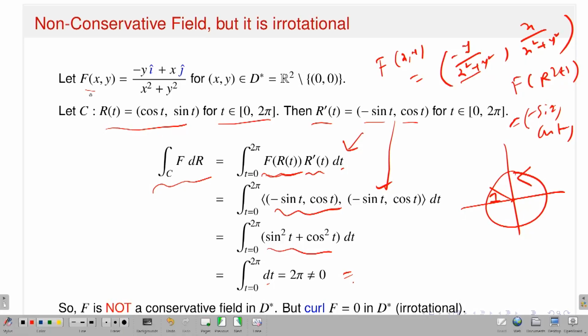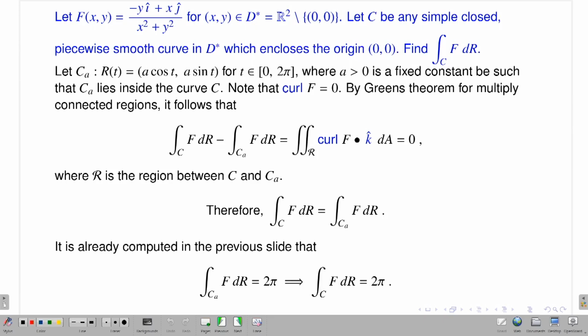That means if I consider this vector field inside R3, whose first component is minus y by x square plus y square, second is x by x square plus y square, and third component is 0, and if I calculate the curl of this vector field, it will give you 0. So therefore it is actually irrotational, which I already discussed. Now, this is very nice. It says that the same vector field is irrotational but not conservative on the domain D star, which is the punctured plane.